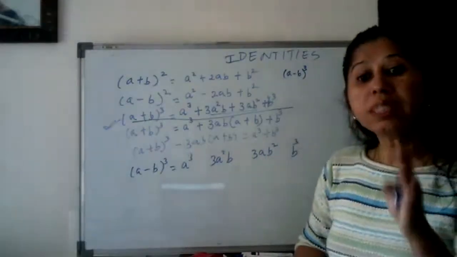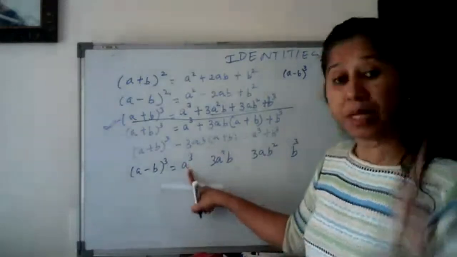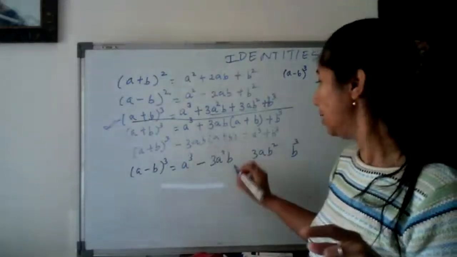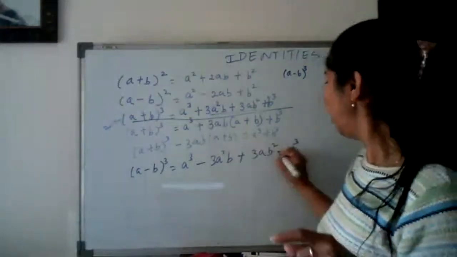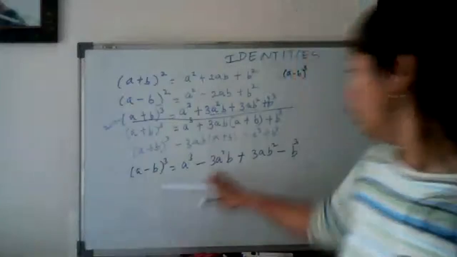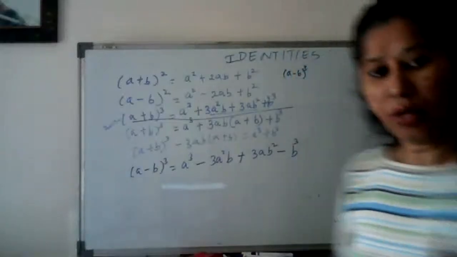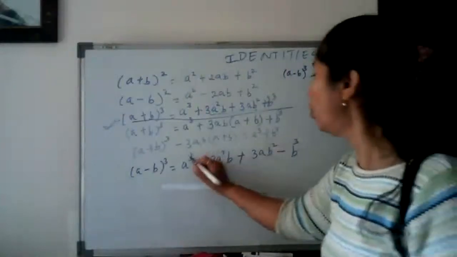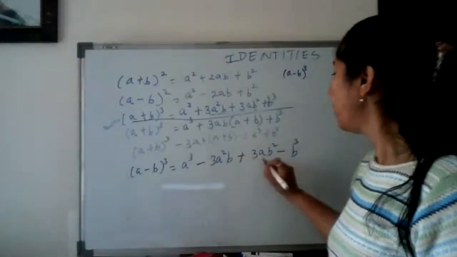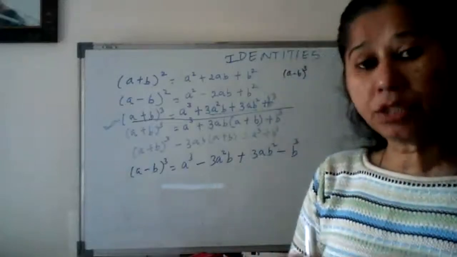Only the sign changes. Now where would the sign change? It is first plus, second minus, third plus, fourth minus. You can remember like this: even numbers with the minus sign and odd ones with a plus sign. Anyway, you can remember it like this: a^3 - 3a^2b + 3ab^2 - b^3. I hope this is clear to all of you.